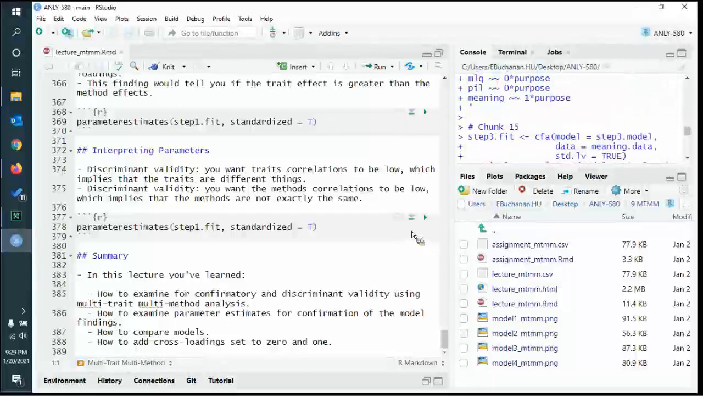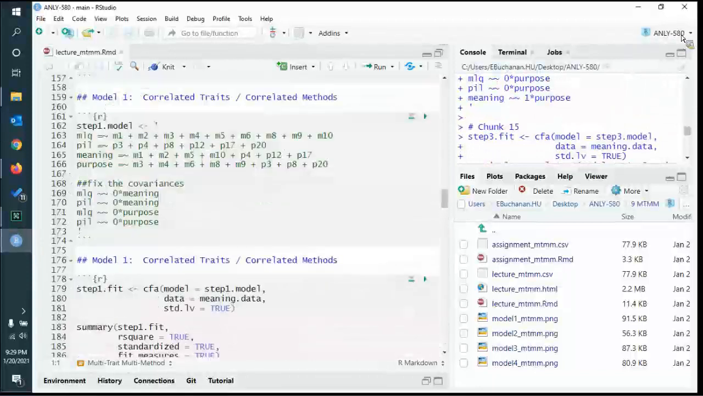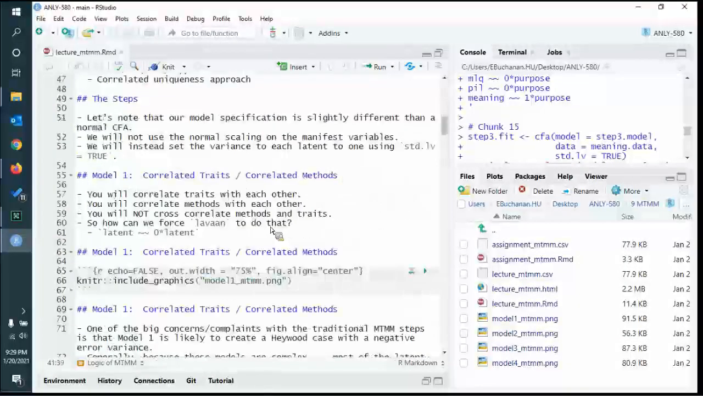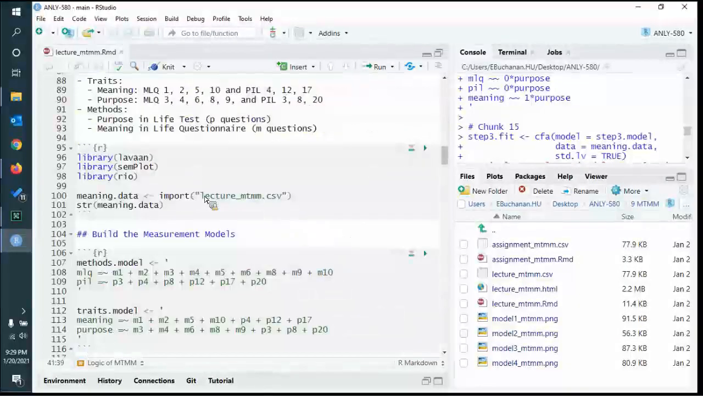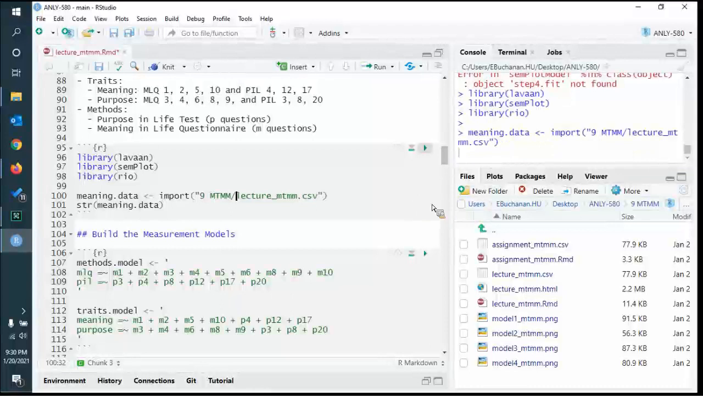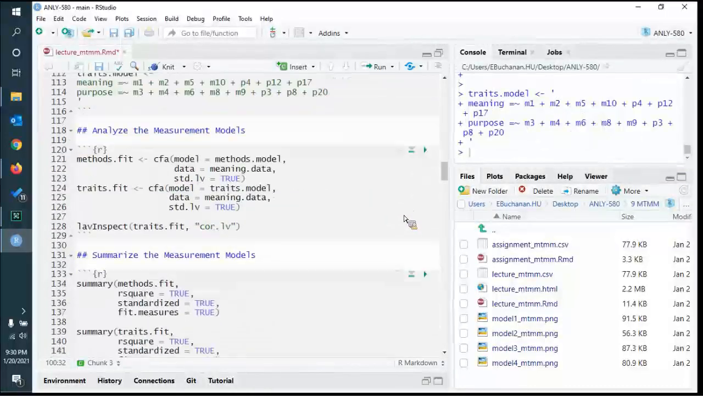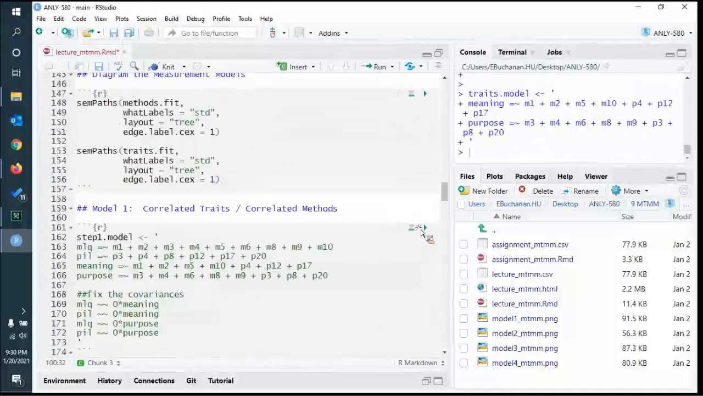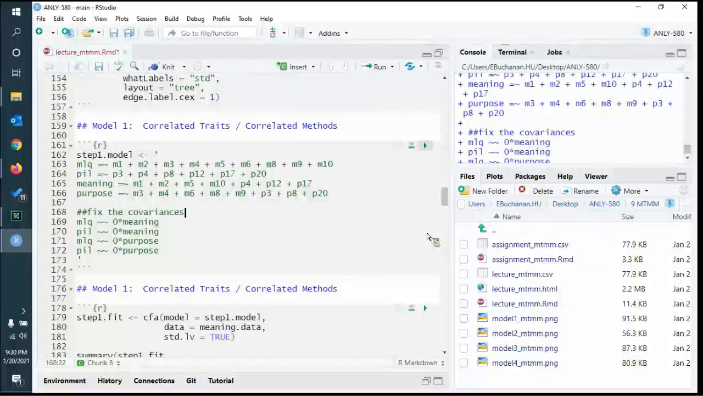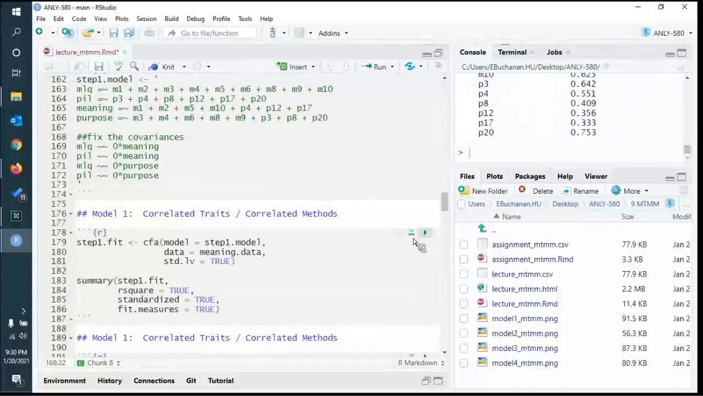Oh, something went wrong. Oh, it probably just couldn't find the data file. Oh, sorry. Sometimes using projects works great, and sometimes it just goes bonk. I don't totally understand. Two seconds. Did that work? Okay, that's what it was grumpy about. So let's just rerun model one here. Apologies.